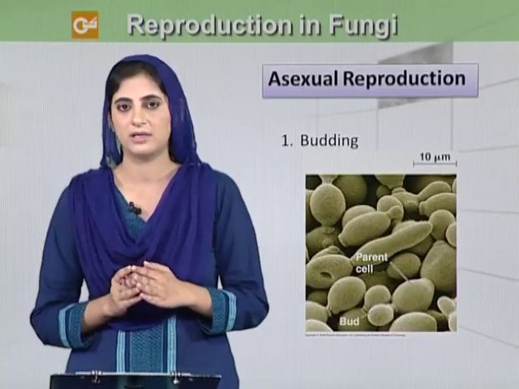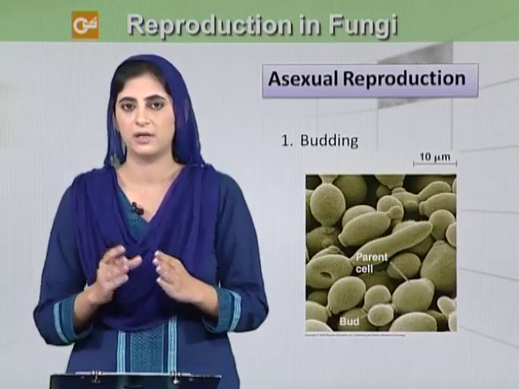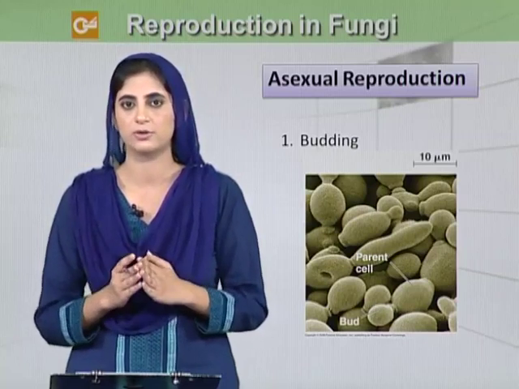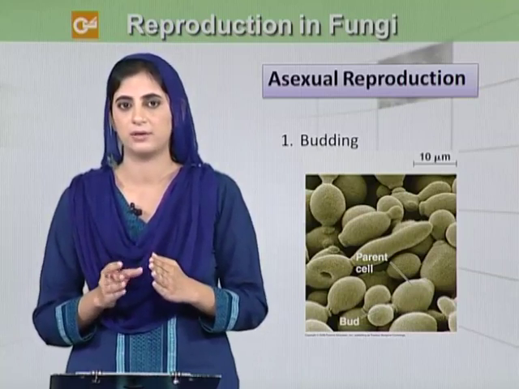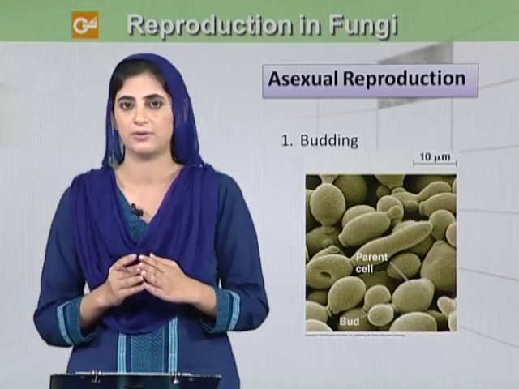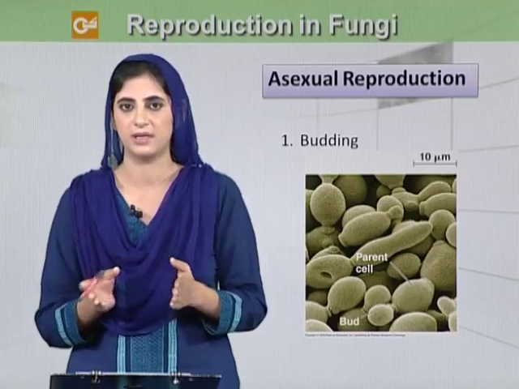And the other one is that of budding. In this, a bud is produced, or an outgrowth is produced, like that in yeast, and this in turn increases in size, and it results in asexual reproduction by budding.